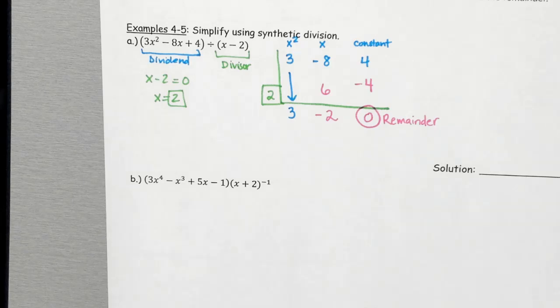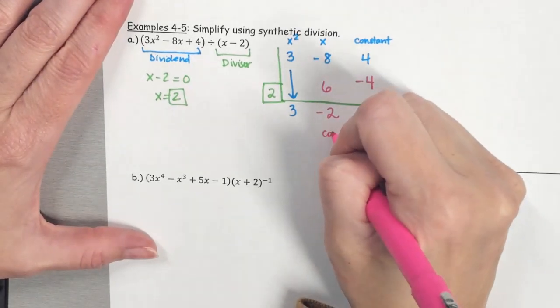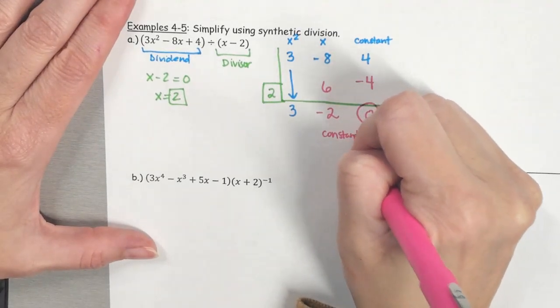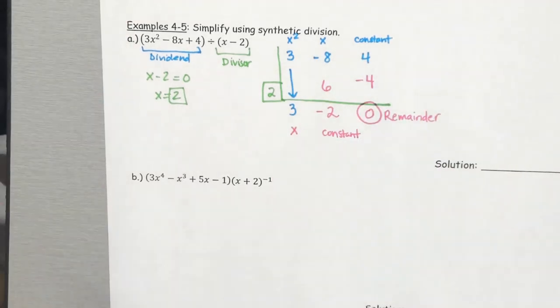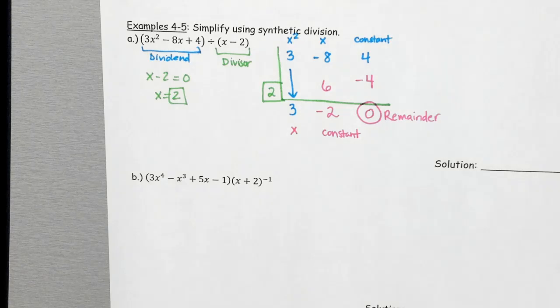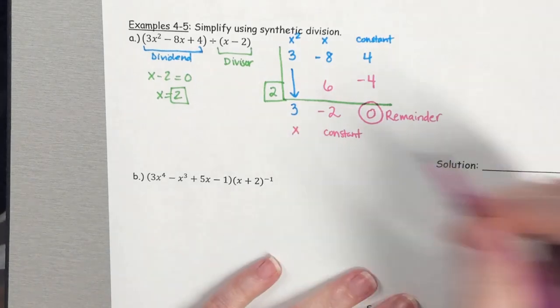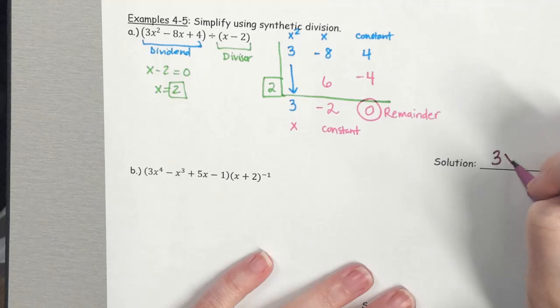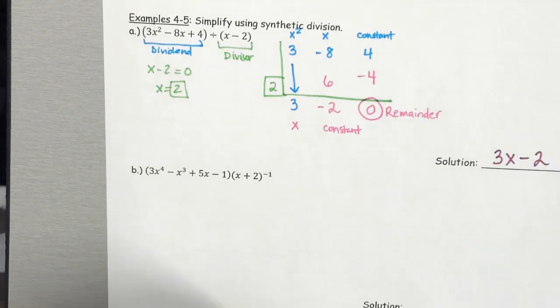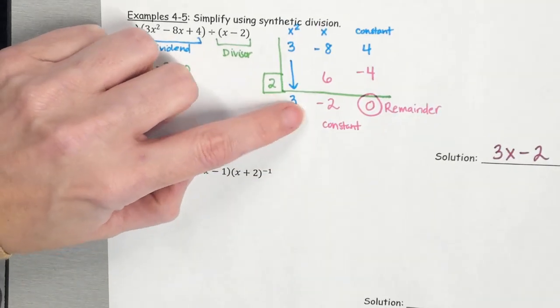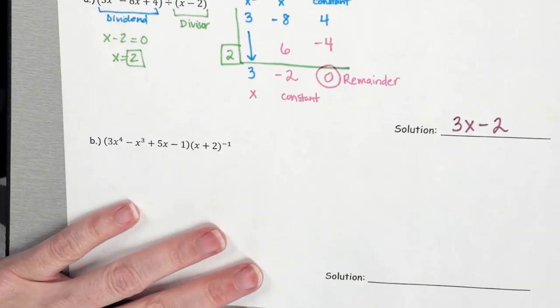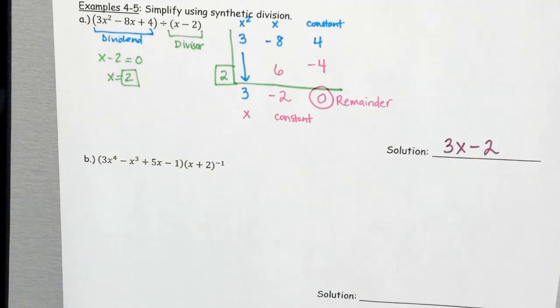Okay, now we're going to go up from the remainder. So before the remainder is the constant term, and before our constant is our x term. Okay, so when you write out your answer, it is 3x minus 2. So this is your coefficient of x, this is your constant, and there's no remainder, so I don't have to worry about writing that out.